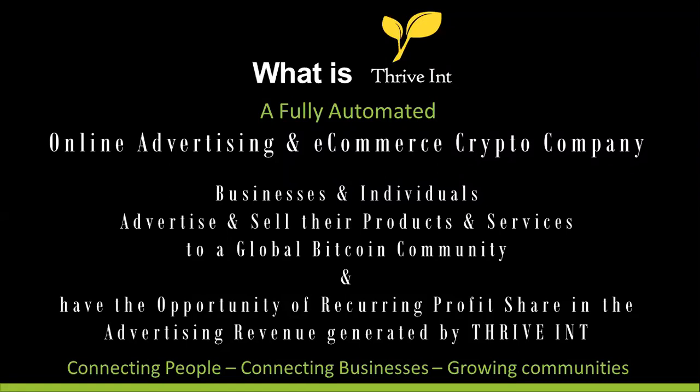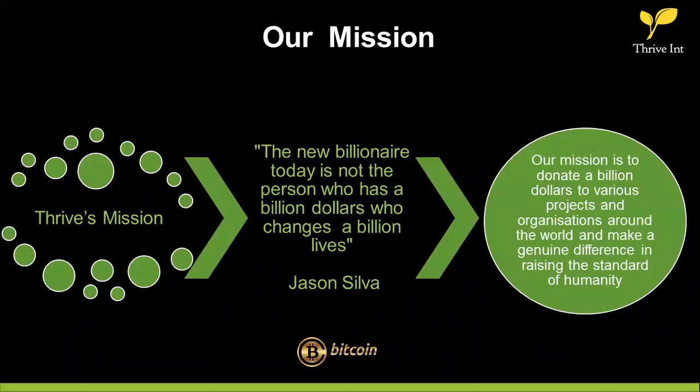So when you look at Facebook, the mainstream of income is advertising, but they don't share anything with their members, yet all of the members are those people that are actually referring and sharing the advertising on Facebook. So you can see what we're creating with this whole business is connecting people globally. We're connecting businesses, and we're growing a global community within Bitcoin. Our mission in Thrive is to donate $1 billion to various projects and organizations around the world, and to make a genuine difference in raising the standard of humanity. And that's already happening.